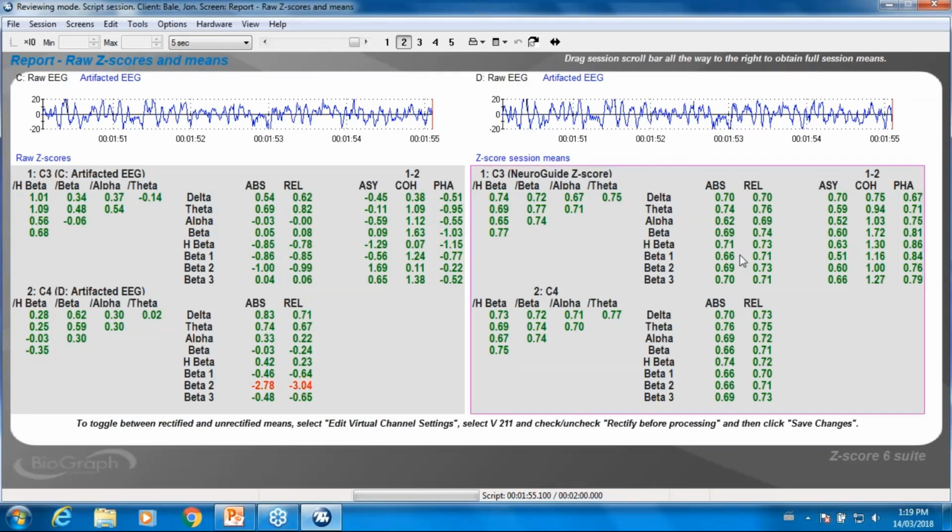On the right-hand side, it's actually the averages for the 2-minute recording. The left-hand side is just moment-to-moment changes, so we're not particularly interested in that. On the right-hand side, it shows each different frequency as well as each different statistic associated with that. As an example, here in the middle, where it says ABS, this is absolute power, for delta, theta, alpha, beta, and so on. Then we have relative power for delta, theta, alpha, and so on. Then we have amplitude asymmetry compared between the two electrodes, coherence and phase. And then finally, we have the ratios: delta over high beta, delta over beta, theta over alpha, things like that.